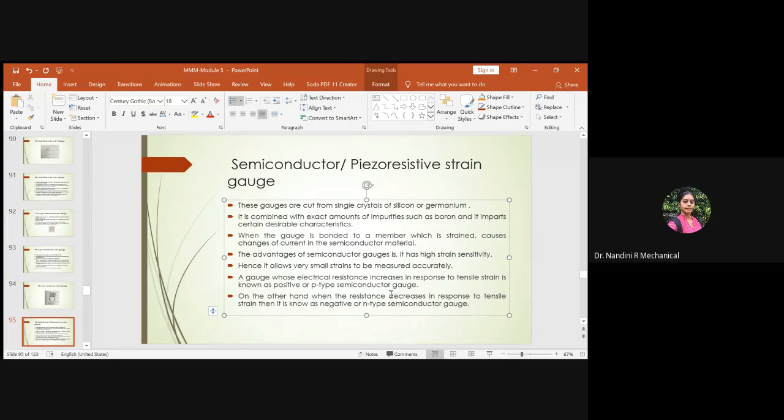On the other hand, if the resistance decreases in response to the tensile strain embedded into the element, then it is called a negative type of semiconductor gauge. So you should know the difference between the p-type semiconductor gauge and the n-type semiconductor. If the resistance drops due to the reduction in the tensile strain, then it is n-type, and if the resistance shoots up due to the response of the tensile strain, then we call that our p-type semiconductor.